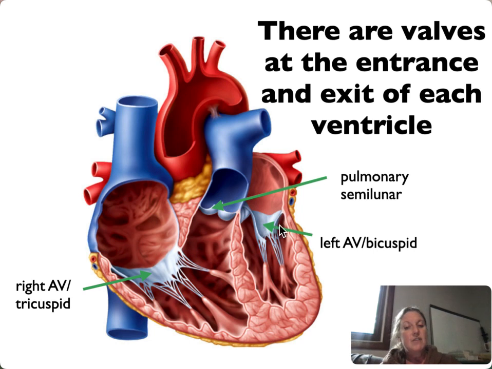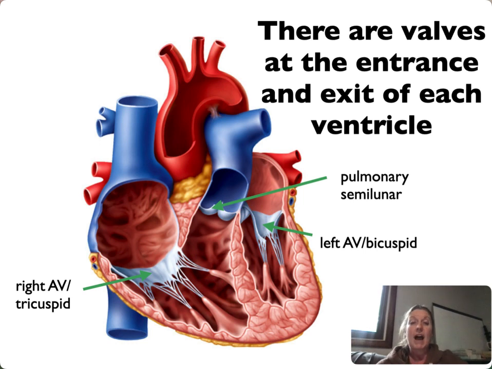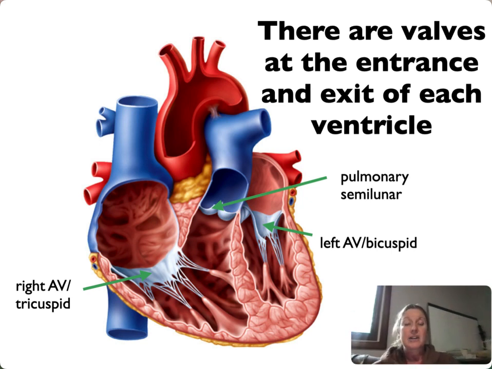Now, we have other names for these. The left AV valve is also known as the bicuspid or mitral valve. Bi means two, cusp means flaps. When we look at another image, you'll see that this valve is made of two flaps. This is also why it's called the mitral valve, because the Pope's hat has two pieces to it, and it's called a mitre. So the mitral valve or the bicuspid reminded somebody of the Pope's hat. On the right side, we have the tricuspid. This one is called the tricuspid because it has 3 flaps.